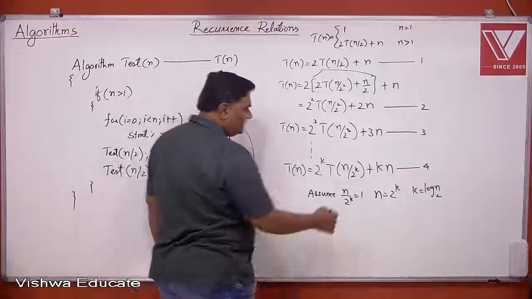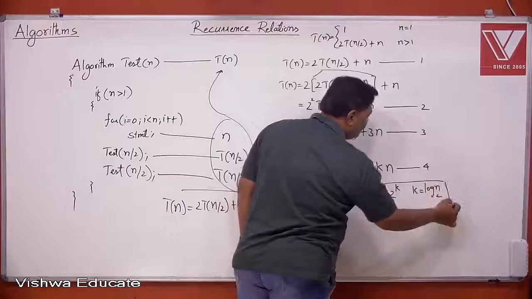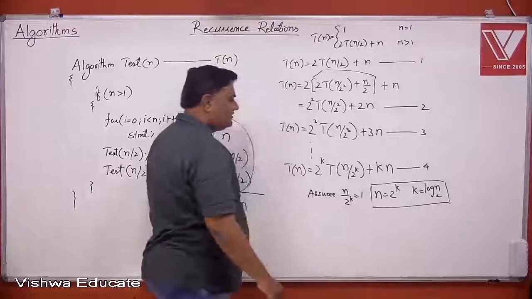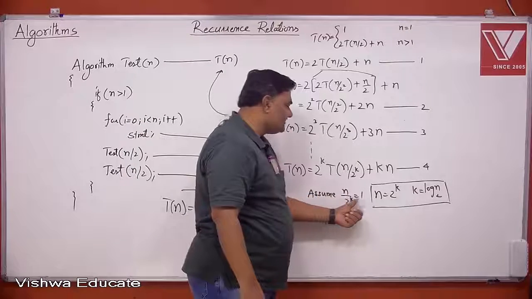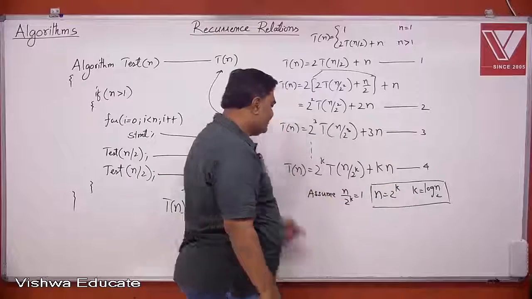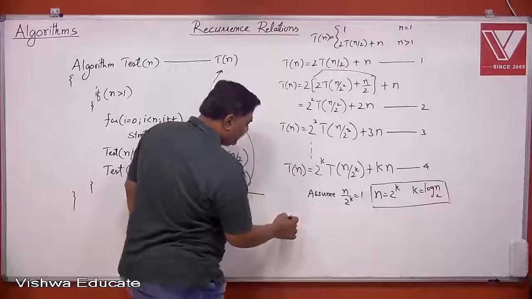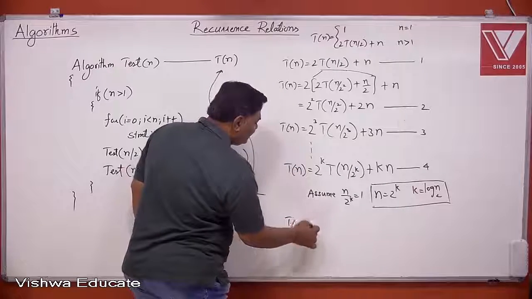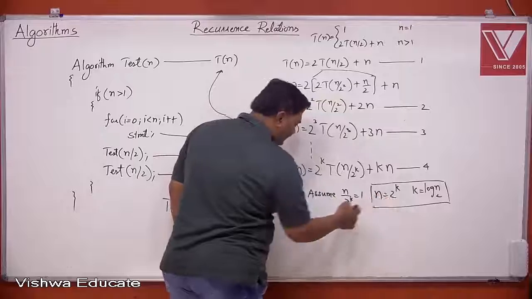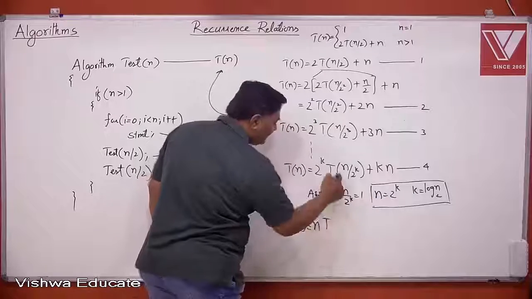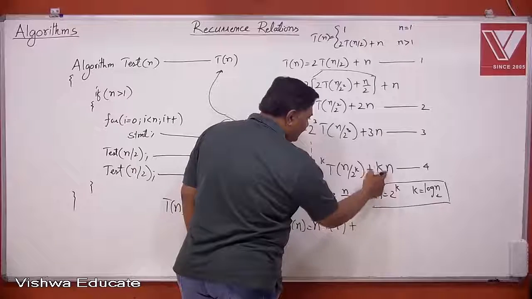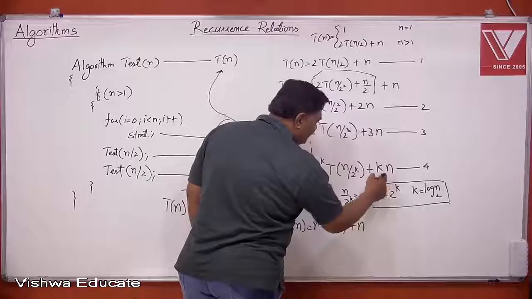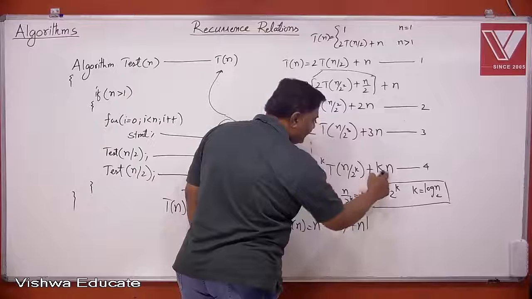Alright. So these two equations, or formulas you can say, we got. These are the outcomes when we assume this. Now let us substitute that here. Tn is equal to 2 power k, which is n. And this is T1, because we are assuming that this has become 1. And this is n. So k is how much? Log n. So it is log n into n.